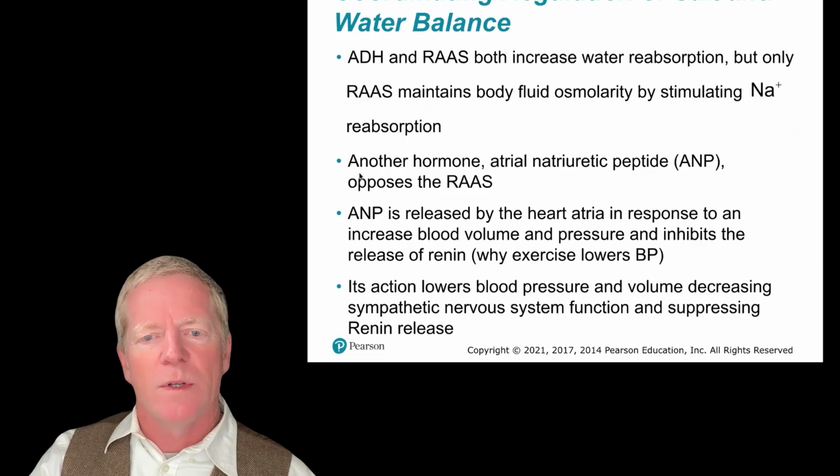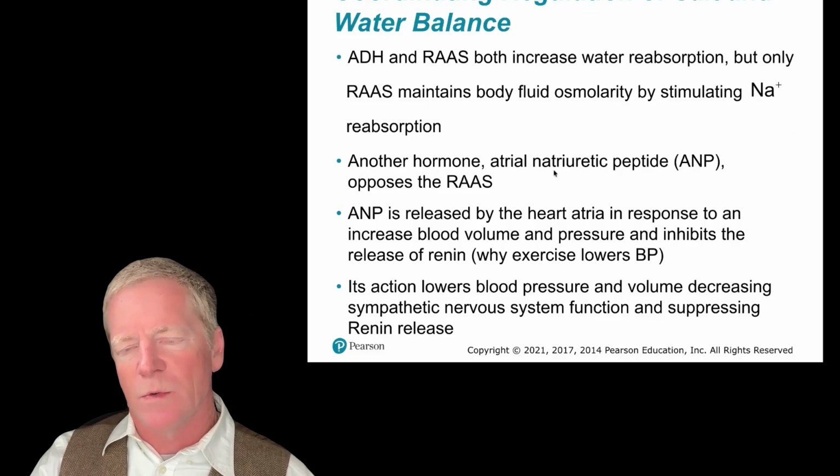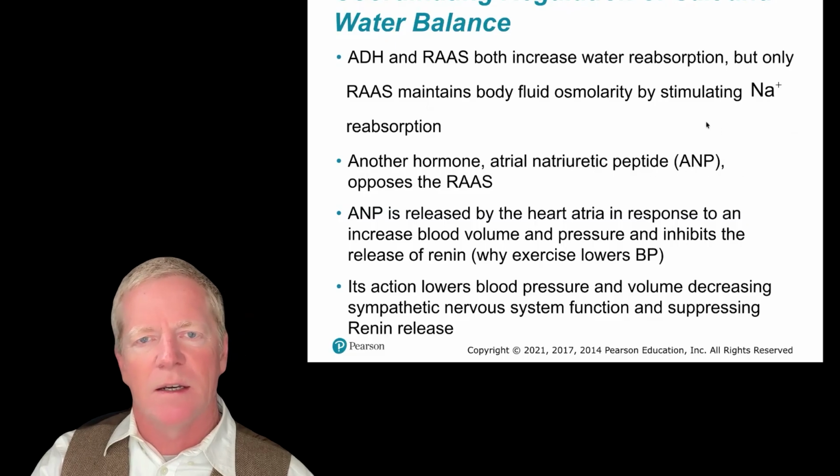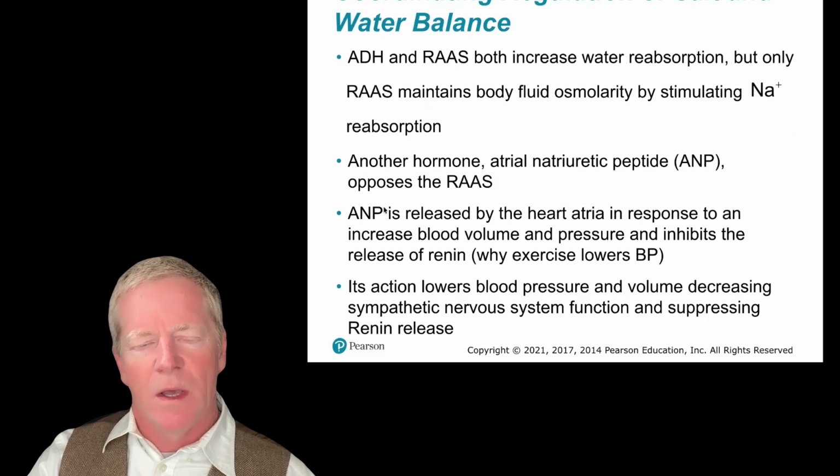There are other hormones that can regulate blood pressure. One of the more important ones is a hormone called atrial natriuretic peptide. This is a natriuretic peptide. Natrium is sodium, so this helps to increase the secretion of sodium. So this will act in an opposite manner of the angiotensin, the renin-angiotensin-aldosterone system.